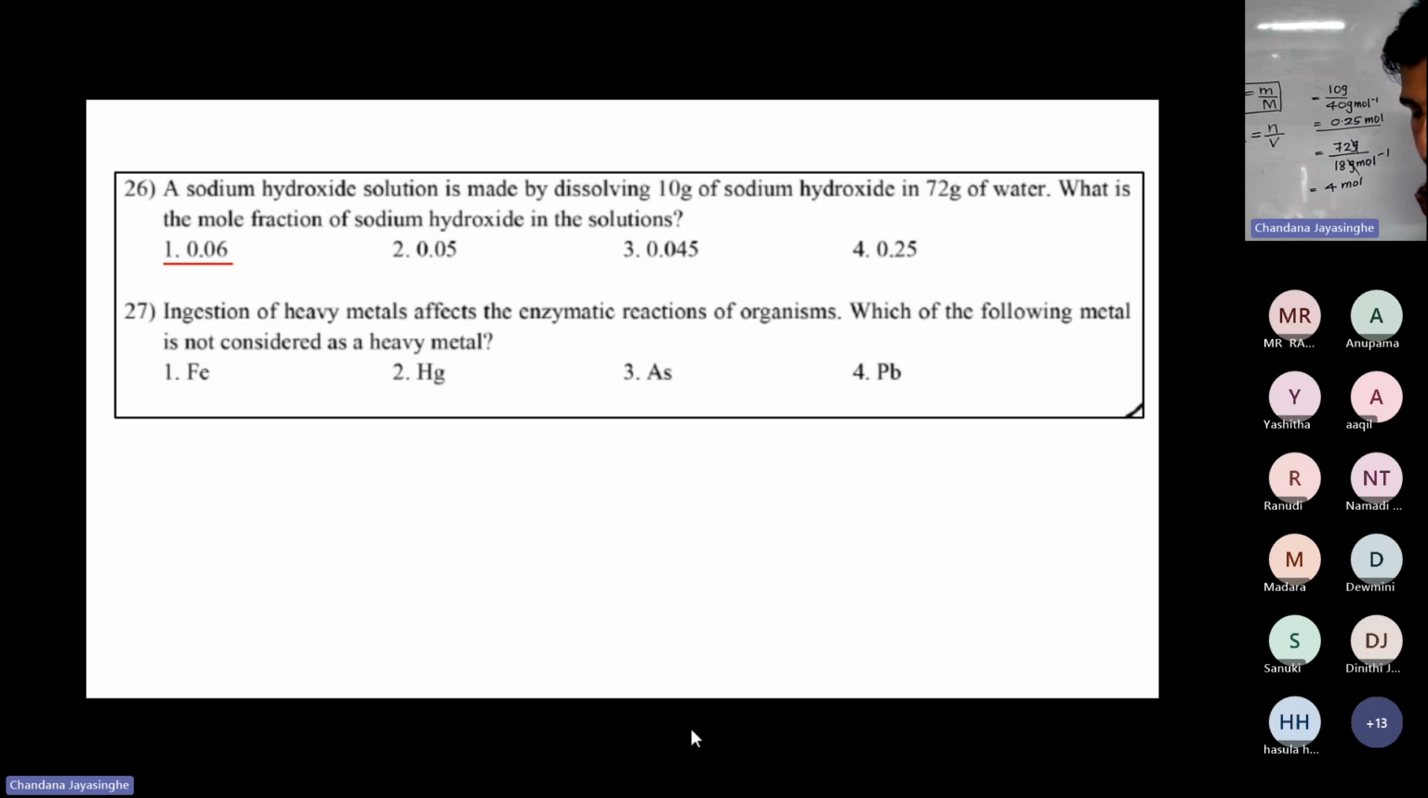Moles of sodium hydroxide, this is water. So finally it comes to 0.25 divided by the total solution, 4 plus 0.25. Finally it comes to 0.25 divided by 4.25. Right? So the answer is 0.06.